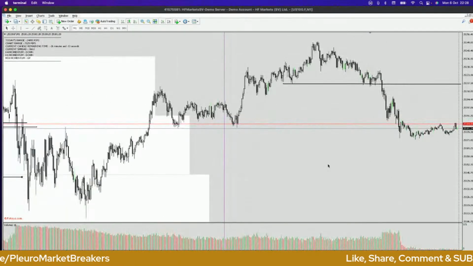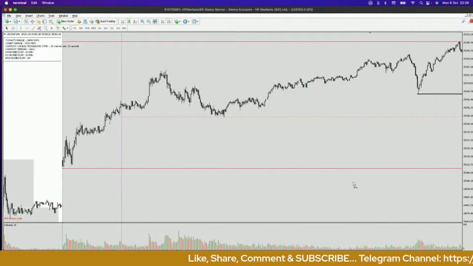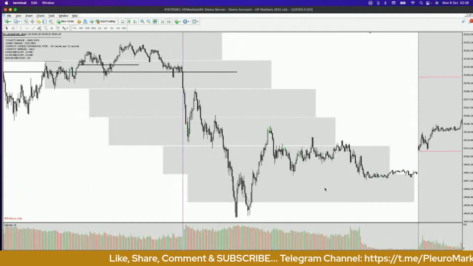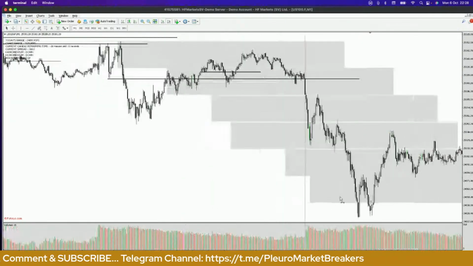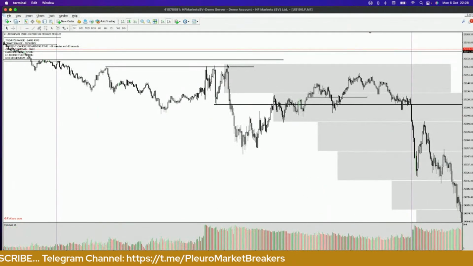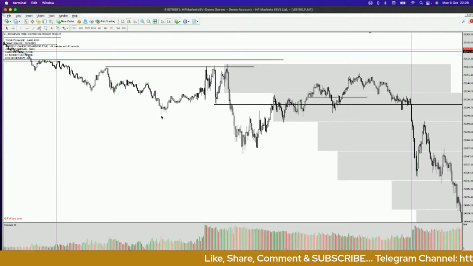You go back, you see the exact same thing over and over again. Where did the major shifts happen? There. Is volume high? Yes. Where did the shift here happen? There. Is volume high? Yes. This looks like a shift, doesn't it? Is volume high? No.